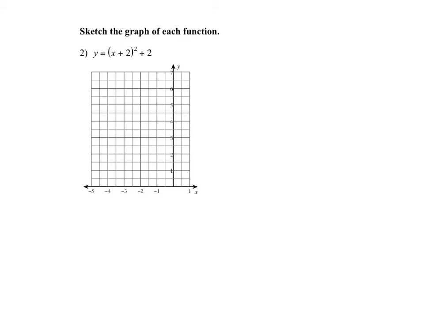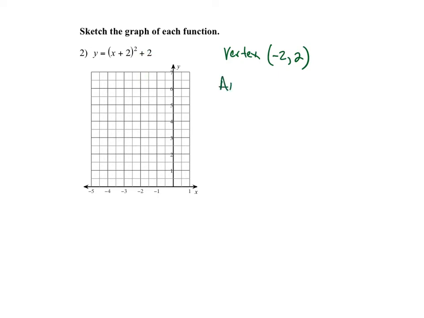The next one, I have (x + 2)² + 2. First of all, I'm going to identify my vertex. Again, the vertex is the opposite for x, so it's (-2, 2). For x it's the opposite of what is in the equation. For y it is exactly the same.